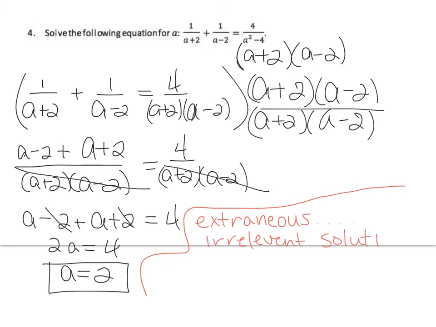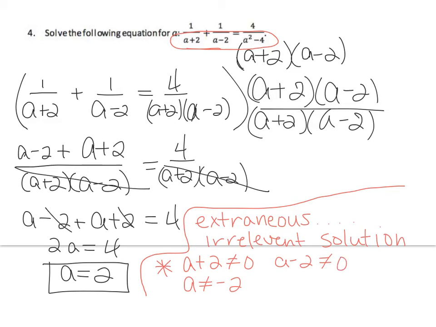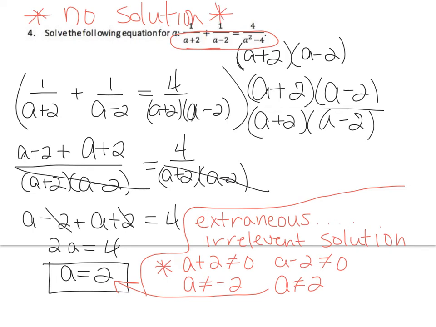And for rational expressions, it's really important that we never, ever, ever divide by 0. So for this example, a plus 2 can't equal 0, so a can't equal negative 2. A minus 2 can't equal 0, so a cannot equal 2. But look here, we got a equals 2. That means that this problem actually has no solution. No solution because the solution we got is irrelevant.